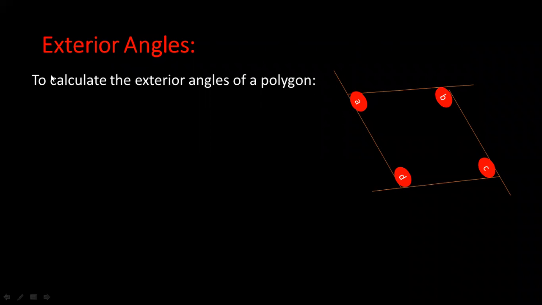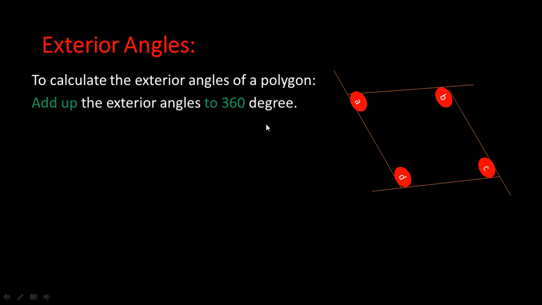To calculate the exterior angles of a polygon, we have a formula. Just add up the exterior angles to get 360 degrees. Those angles in red are the interior angles, but we are going to find and calculate the exterior angles.